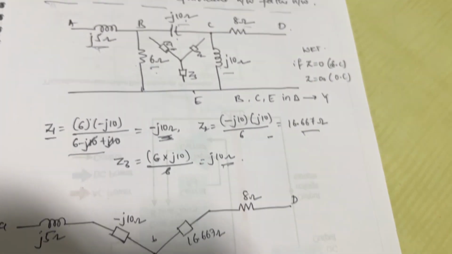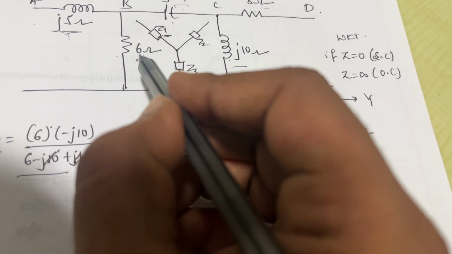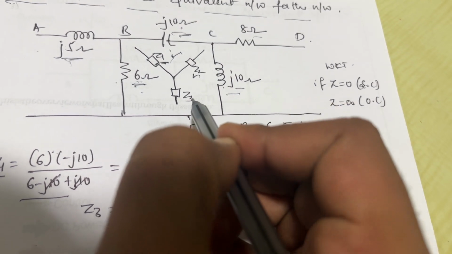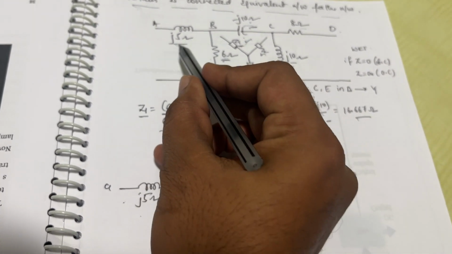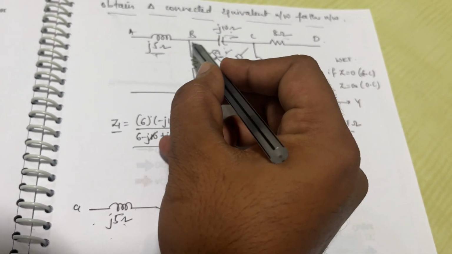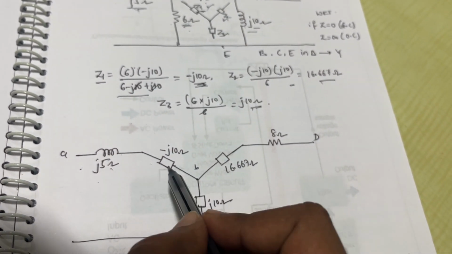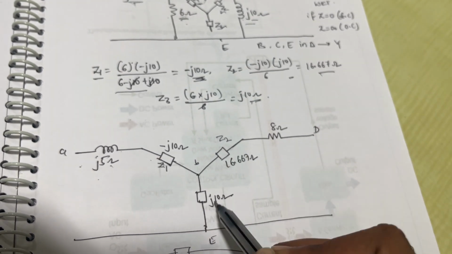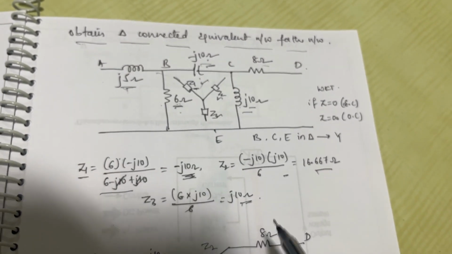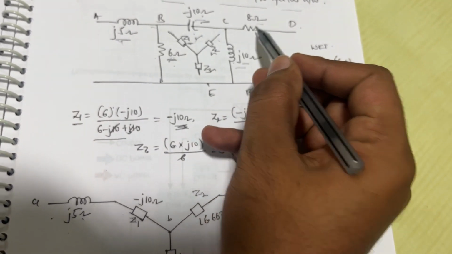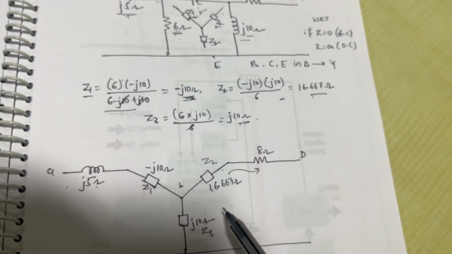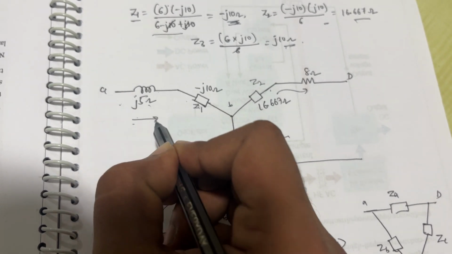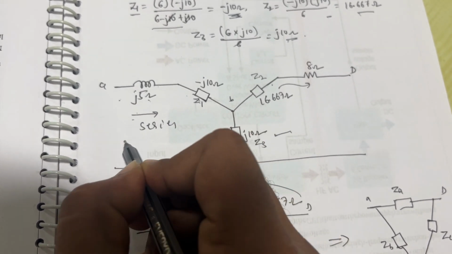So now you can see j5 ohm is connected in series with Z1. The 6, 10 and minus j10 will get removed, that is replaced by Z1, Z2, Z3. So j5 ohm is in series with Z1, that is minus j10 ohm. Similarly, j2 is in series with 8 ohm and Z3, which is placed between 6 and j10. And this is the circuit. So now you can find the equivalent impedances.